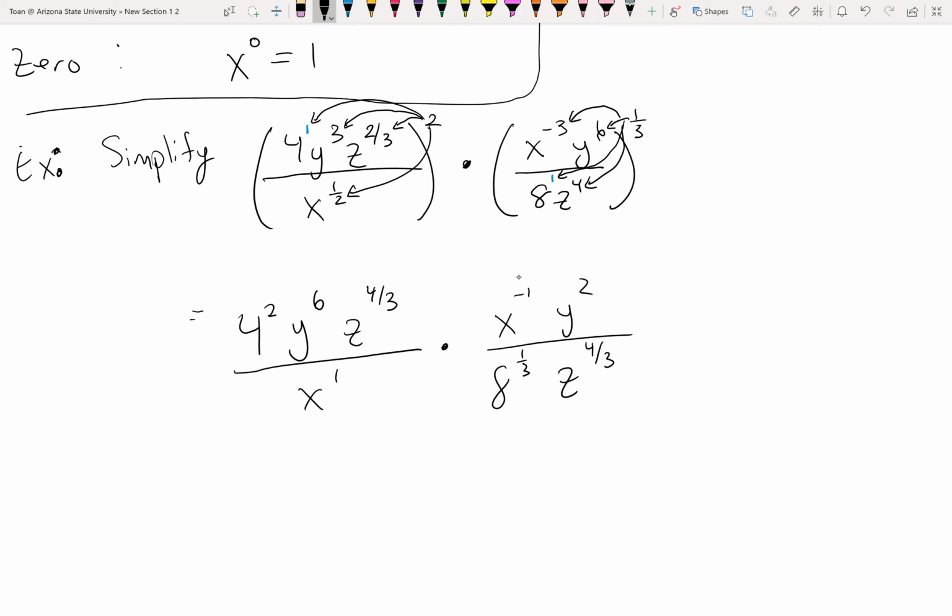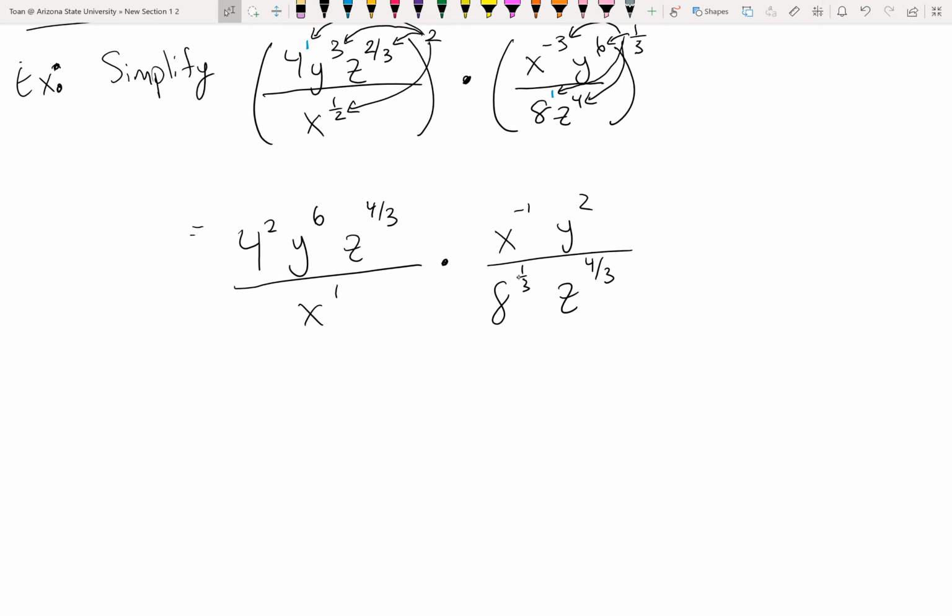Second suggestion, I know it looks ugly, but let's just keep going on. Second suggestion is to do the numerator and denominator separately. So we're going to just work with the numerator separately, and then we're going to work with the denominator separately. So let's just work with the top here. So let's work with this guy here first.